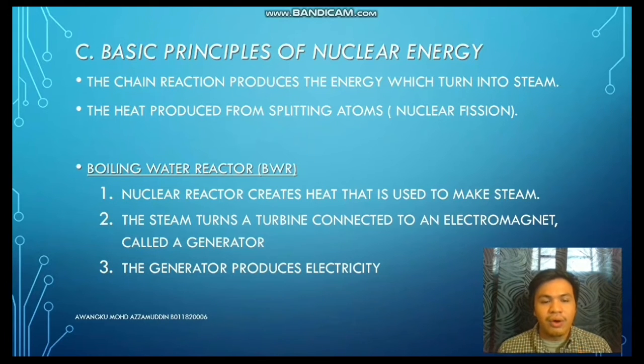For the nuclear power plant containment structure, there are two types of water reactor, which are the boiling water reactor and the pressurized water reactor. First, the boiling water reactor. The nuclear reactor creates heat that is used to make steam. Then the steam turns a turbine connected to an electromagnet called a generator. And finally, the generator will produce electricity.